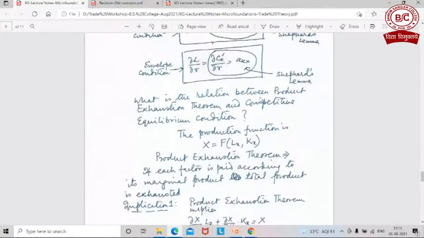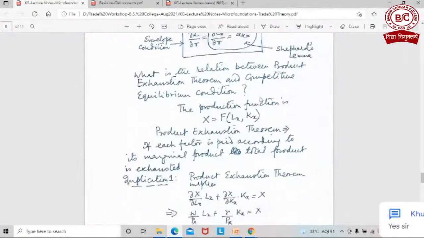Now I shall stop this, but before this, I just want to say that you have this production function. Now you all know about the product exhaustion theorem in the theory of distribution. All of you know, probably, isn't it? You had it in the syllabus earlier in micro. I want to hear some response. I'm just asking whether you have heard about this product exhaustion theorem? Yes, sir. I have heard it. It means what? Under constant returns to scale, if each factor is paid according to its marginal product, total product is exhausted. This is the statement of the product exhaustion theorem. Just see here, del x, del Lx, which is the marginal productivity of labor. This is the marginal productivity of capital. And this is Lx, Kx. Is it okay?